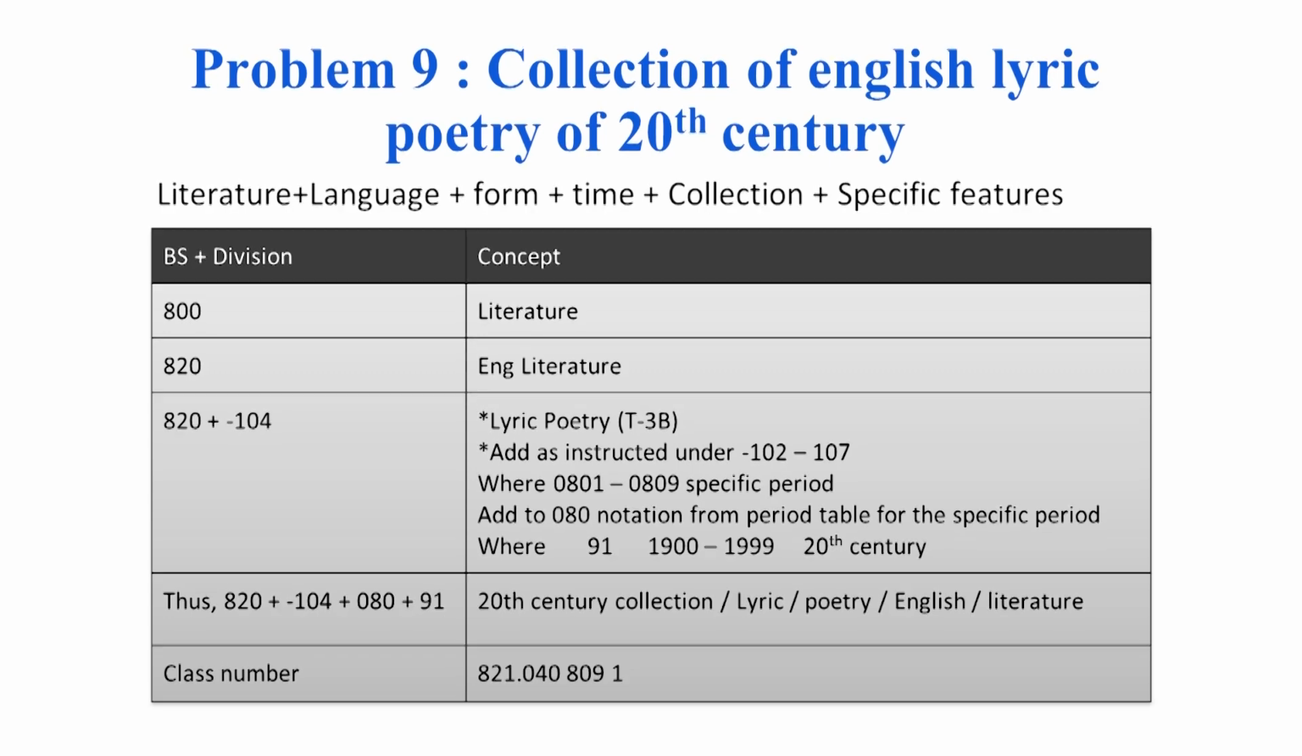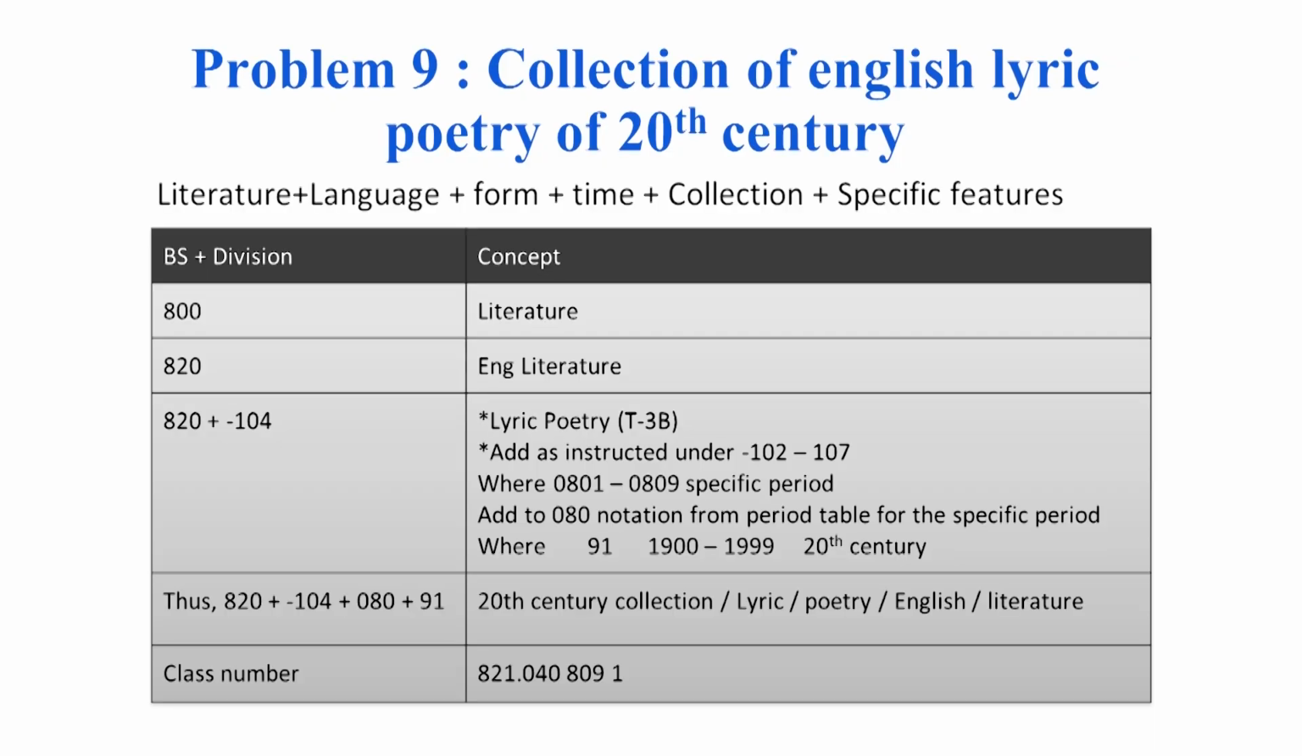For specific periods. Accordingly we have to go to the English literature. There we have to see the time schedule, and the notation from this time schedule we have to collect and add to 080. So there we will see 91 means 1900 to 1999, that means 20th century. So now the notations to be added are 820 plus dash 104 plus 080 plus 91.